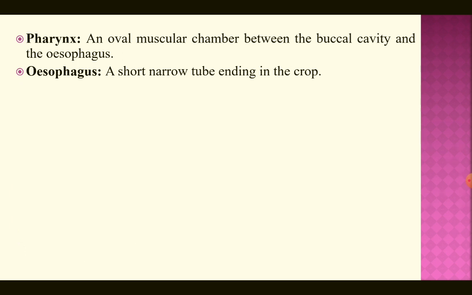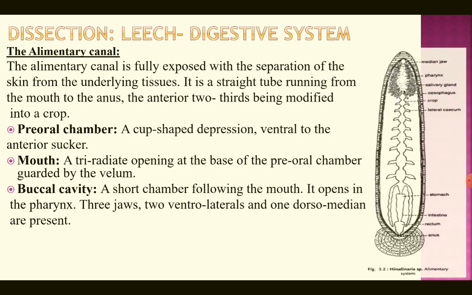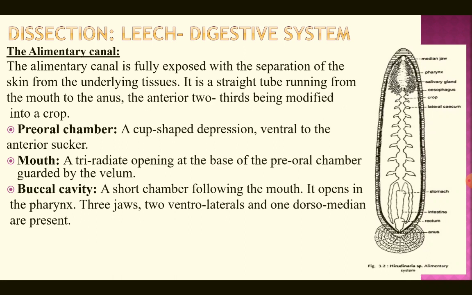So you have to support your points with the help of this diagram. This diagram needs to be drawn, and you have to explain all the different regions of the alimentary canal. Here you can clearly see the buccal cavity leading to the pharynx, then the esophagus leading to the crop, and here the crop caeca are 10 in number, and then it leads to the stomach, and then the stomach leads to the intestine, rectum and anus.